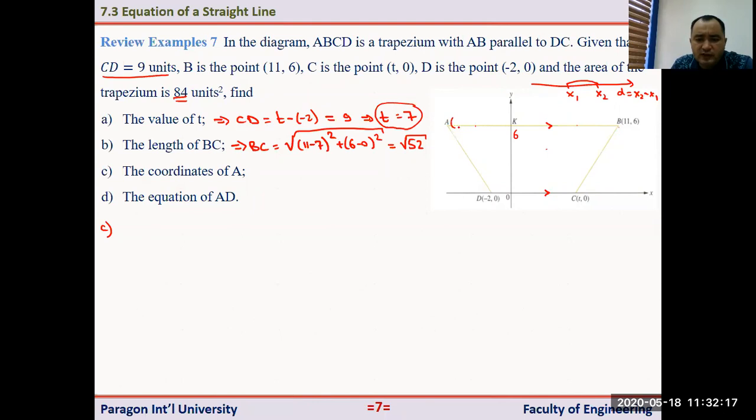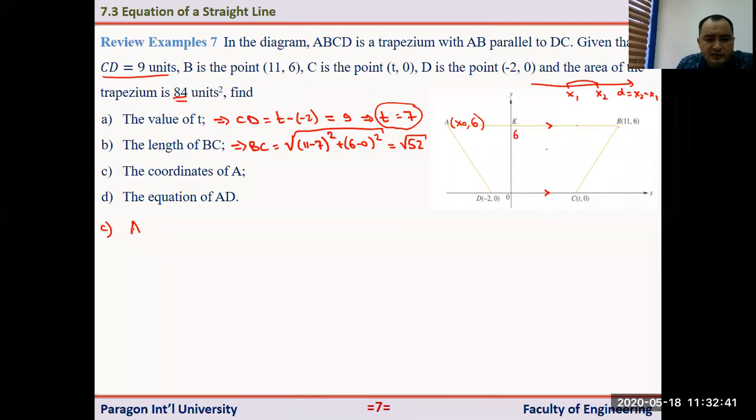How about x coordinate? I don't know. Let's say x coordinate is x sub 0 and y coordinate is 6. So now I'm looking for x sub 0, right? Because we know now the y coordinate. So to answer this question, the only way is I have to use this information here, the area of trapezium.